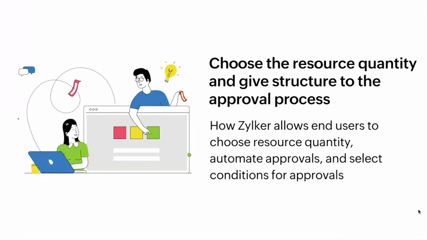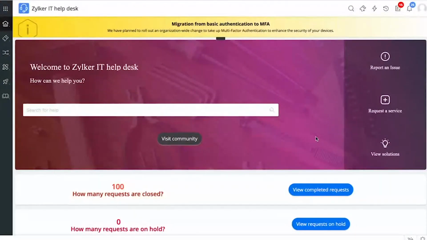Zilker had another peculiar issue when it was handling different service requests that the end users raised. Zilker was unable to quantify the resource requirements of their end users. And also, Zilker had a lot of redundant approval mechanisms in place, because of which the service delivery was delayed a lot. Now, let's see how Zilker was able to use the enhancements that are available in the service request to ensure that the service delivery process is carried out effectively. So right now I am in the self-service portal and I'm logged in as the end user.